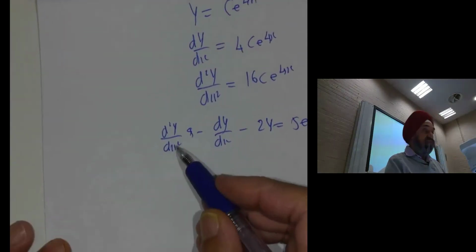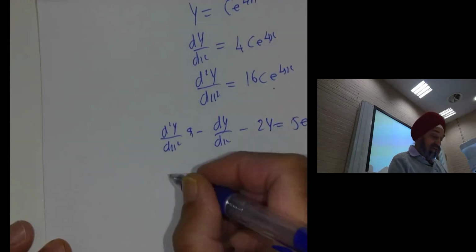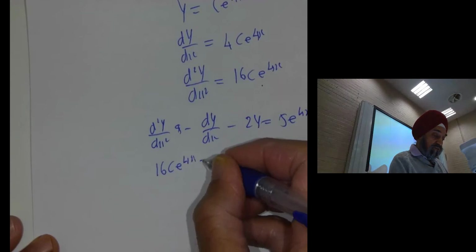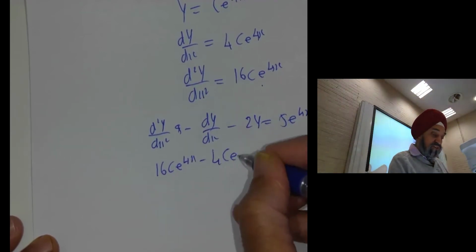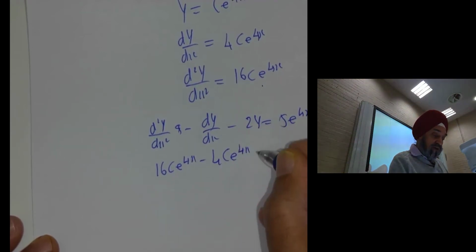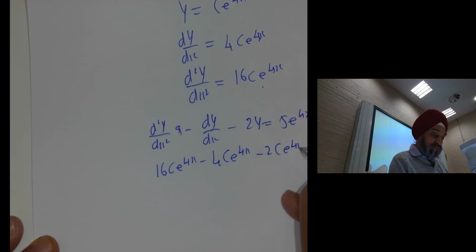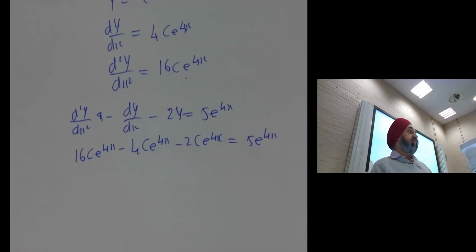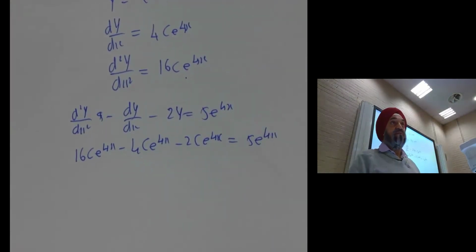Now d2y dx squared is 16c, isn't it? So 16c e to the 4x minus 4c e to the 4x minus 2c e to the 4x, and all that must equal 5e to the 4x, mustn't it? That's got to equal 5e to the 4x, because that's the differential equation given to us.